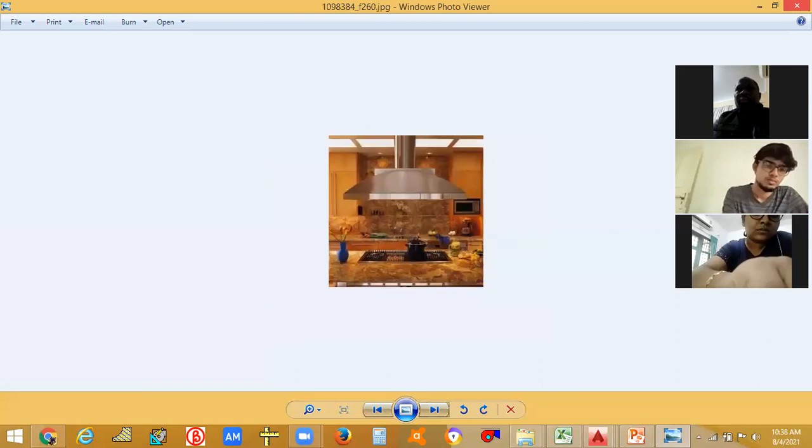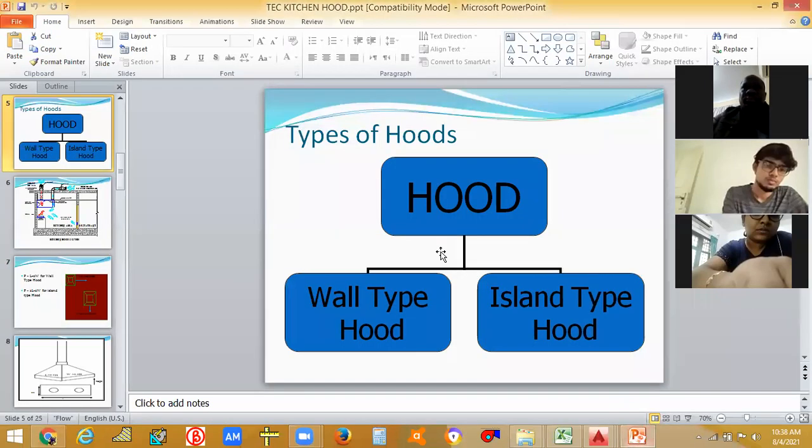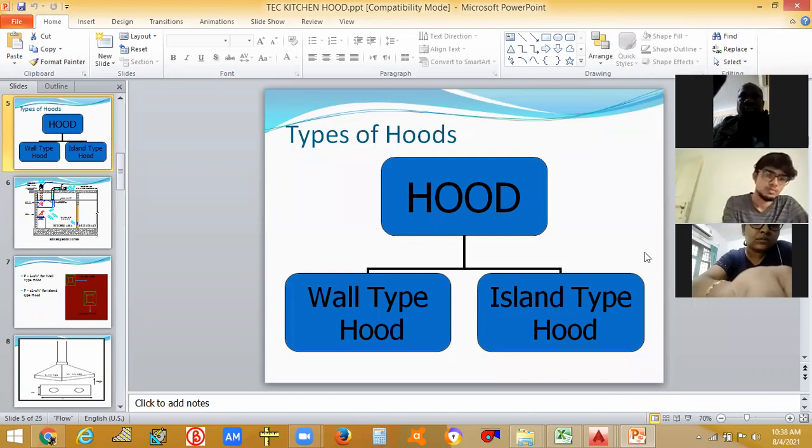Okay. So I think you have understood the two types, wall mounted and island type, and you have seen the pictures also. Correct. So I believe that there is no doubt. In the end, if you have some doubt, you can ask. I will give time.